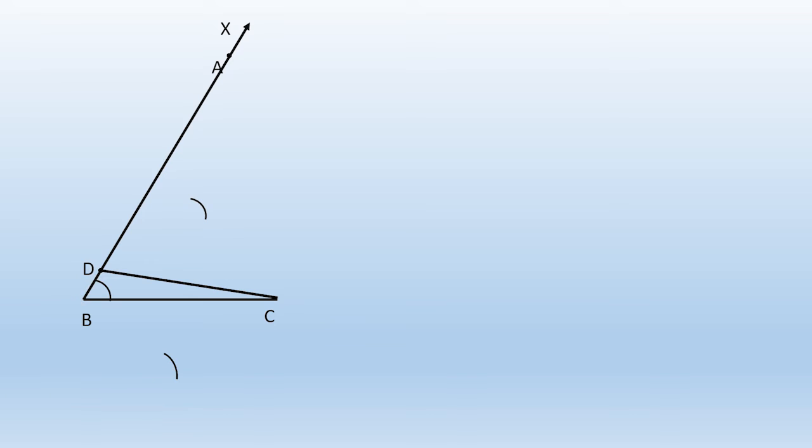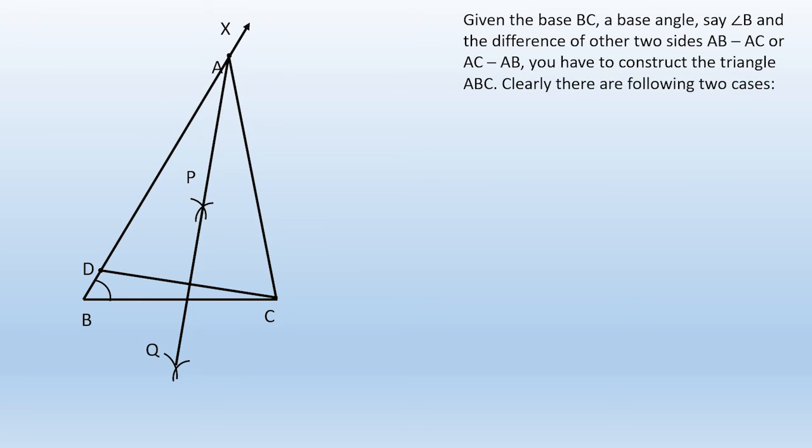Steps of construction. Number 1. We have to draw the base BC and at a point B, we have to make an angle, say XBC, equal to the given angle. Number 2. Then we have to cut the line segment BD equal to AB minus AC from ray BX.